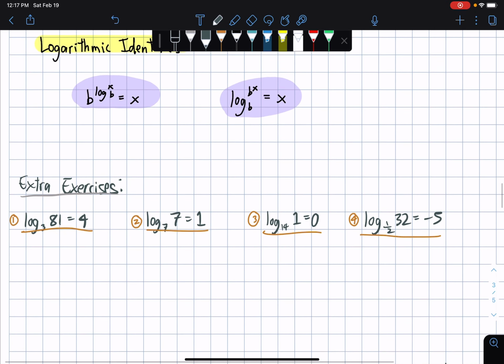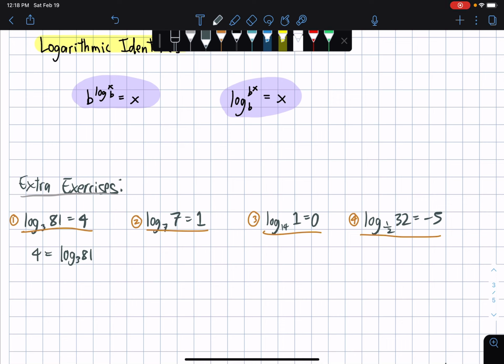So provided that we have log base 3 of 81 is equivalent to 4, move the values. Left values will be at the right and right will be at the left. So 4 is equivalent to log base 3 of 81.